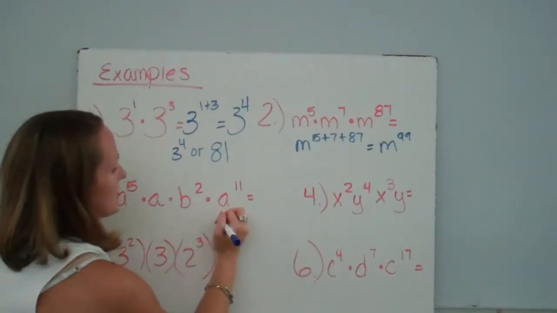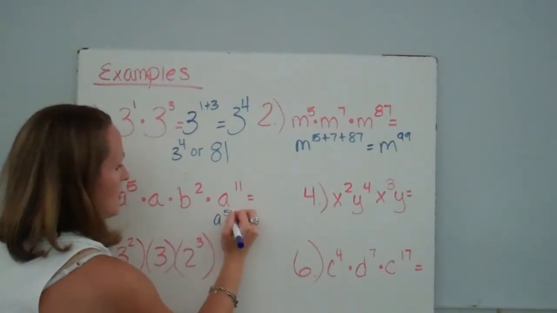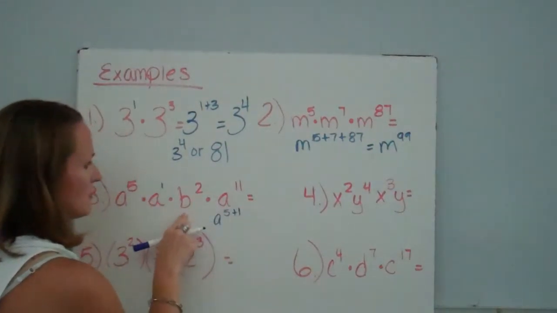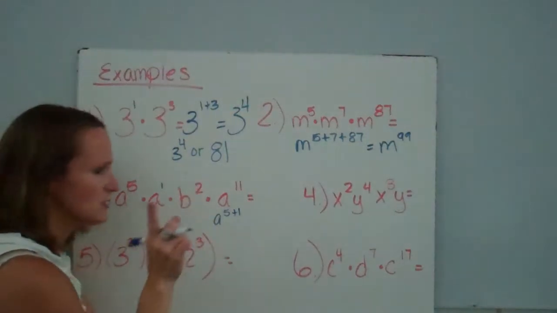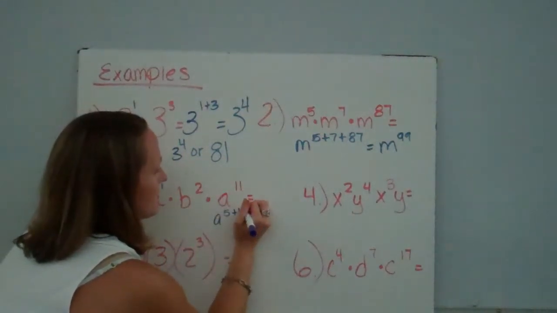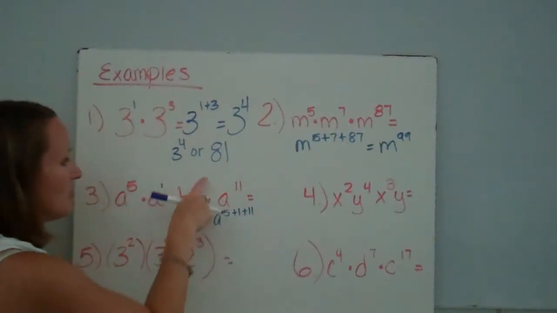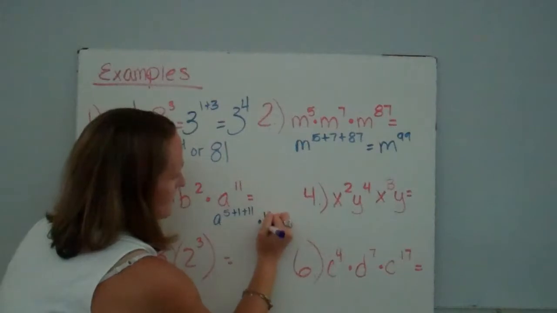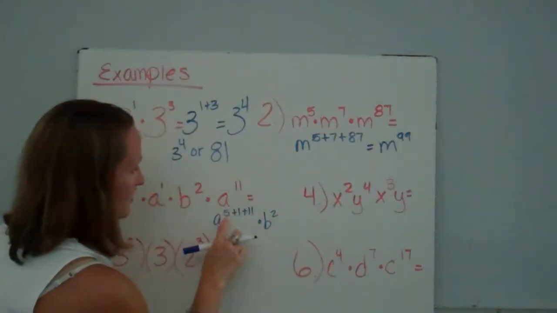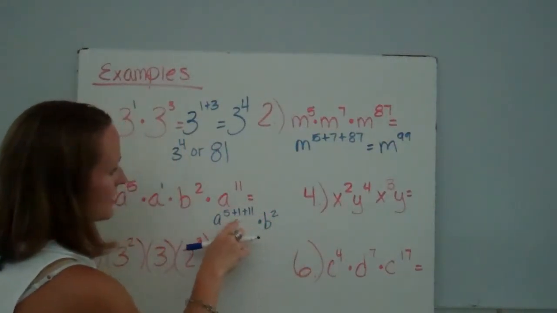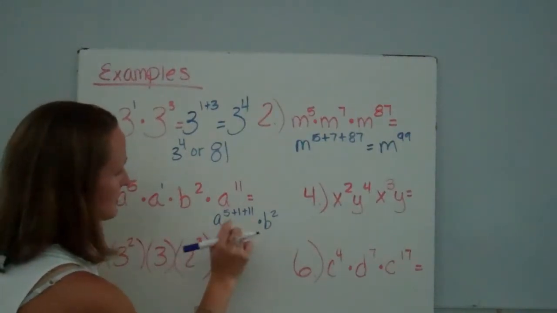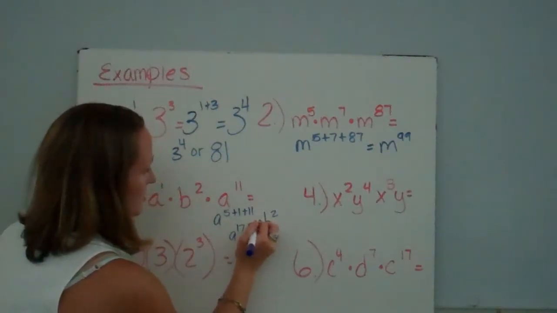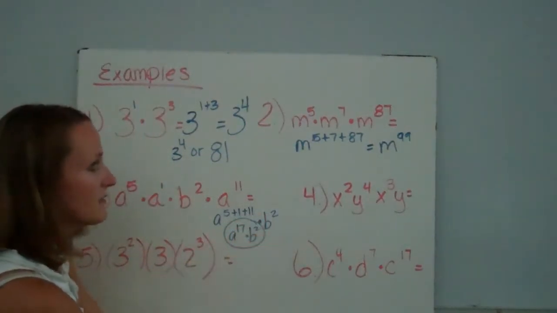Okay, so what happens here? I have a to the 5th times, remember this is a 1, a to the 1, b squared. What do I do with it? Let's hold on a second. Times a to the 11th. Now my b squared, because it has a different base, I have to leave it alone. So my answer here actually becomes a to the 6 plus 11 is 17. A to the 17 times b squared. We just leave it alone.